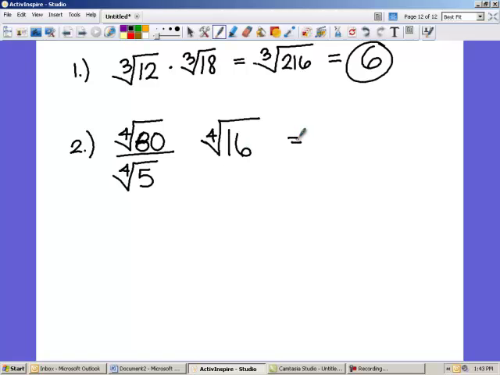Okay, now the last step is to see, is there a 4th root of 16? So we're going to push 4, Math, scroll down to number 5. 16. And the answer is 2.